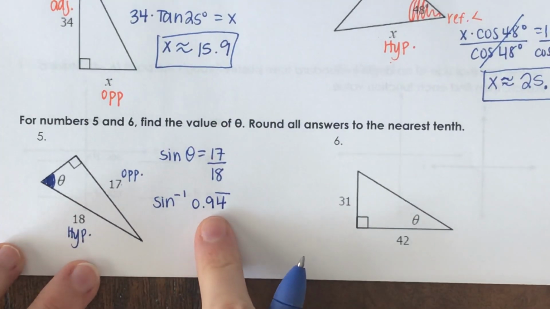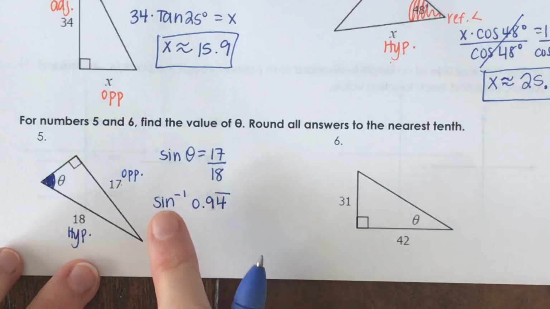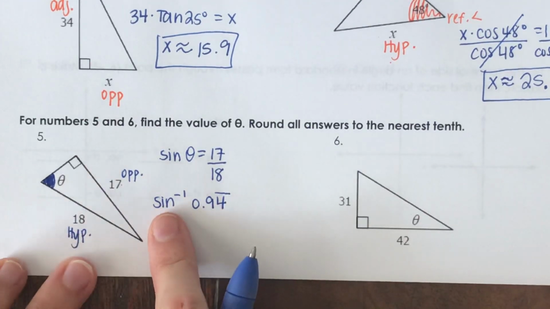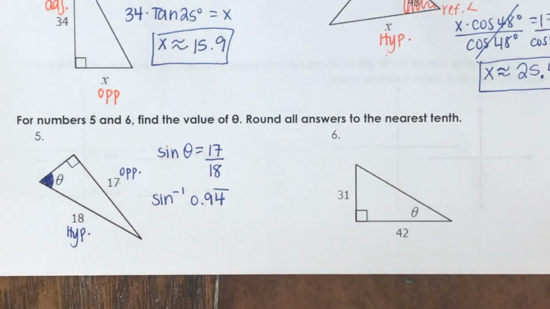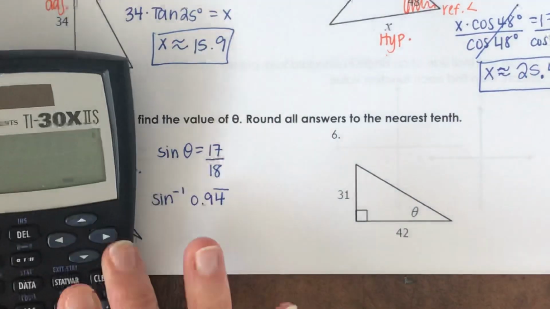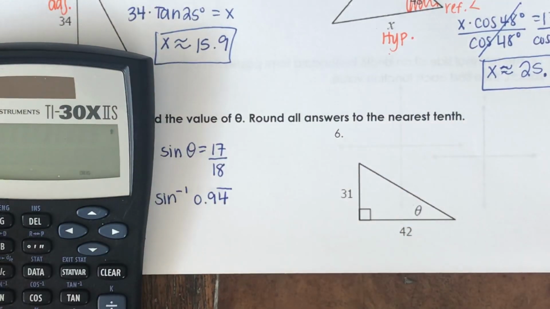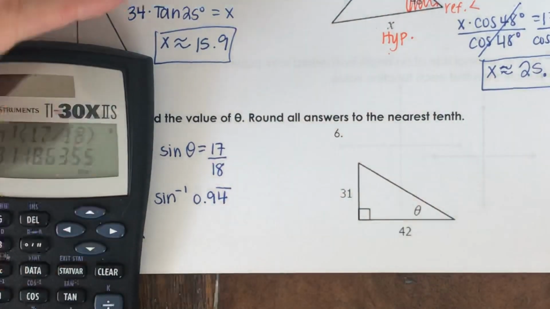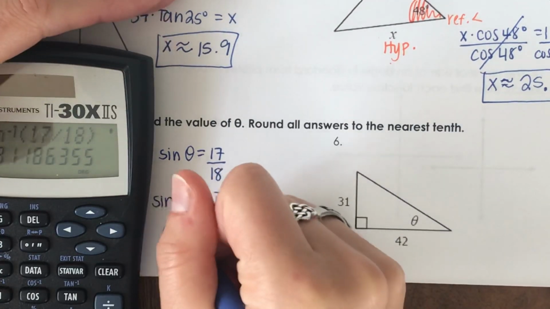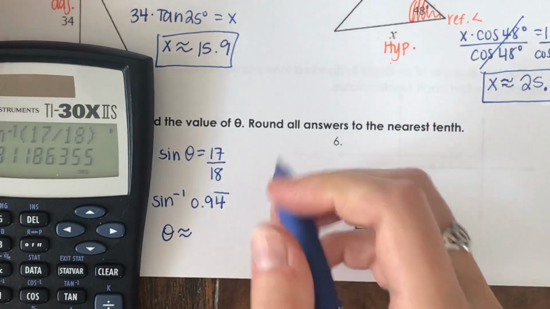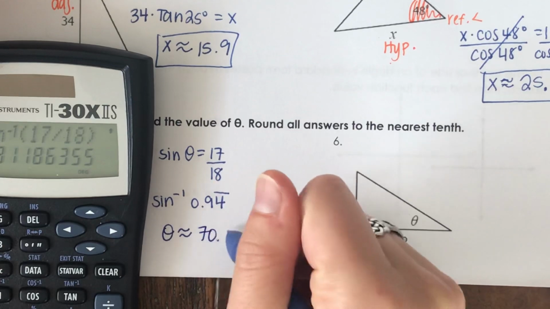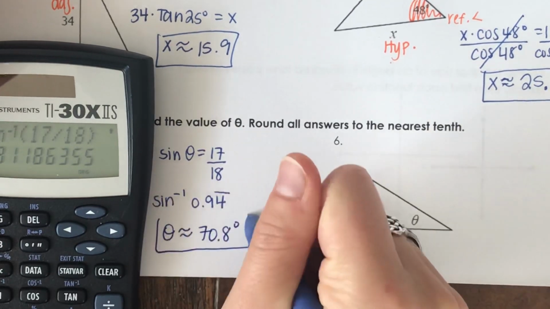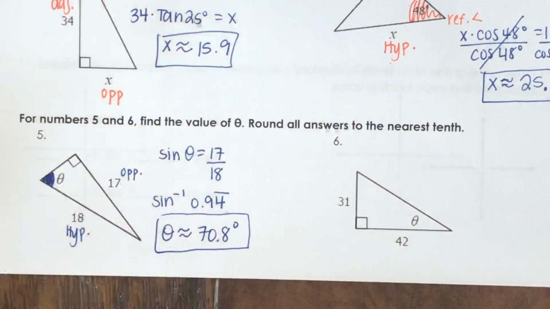And then you're going to take that number and push second sine or shift sine, depending on what you're using. If you're using just a regular old calculator, you can actually put this whole thing in your calculator by pushing second sine and then putting the fraction inside of it, or the ratio inside of it. And you will get that your theta is approximately equal to 70.8 degrees. And remember, it's an angle, so we're in degrees.